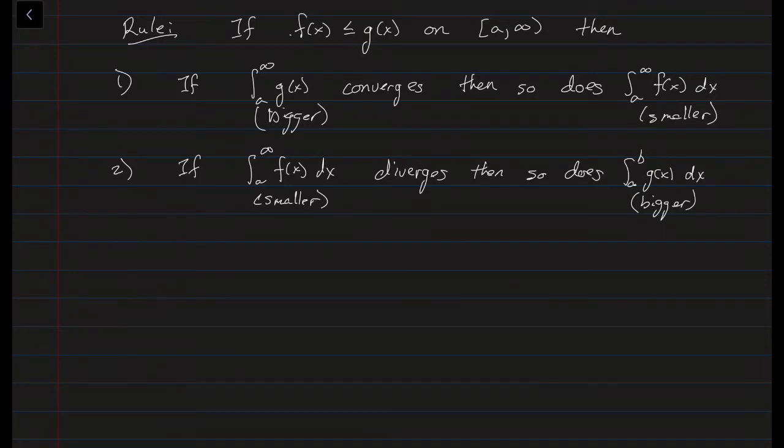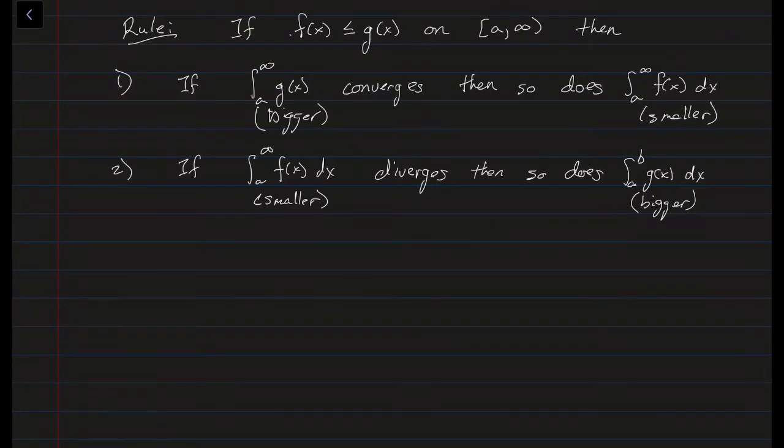So what's the rule for these? Well, let's say we have a function f and g, and let's say that f is smaller than g on this interval from a to b. Then if the integral from a to infinity of g converges, so does the integral from a to infinity of f. That is, if the bigger one converges, then the smaller one converges, because we can fit the smaller one inside of the bigger one. And the same thing holds for divergence.